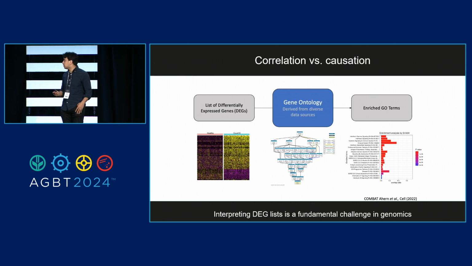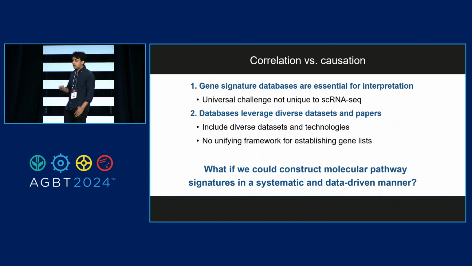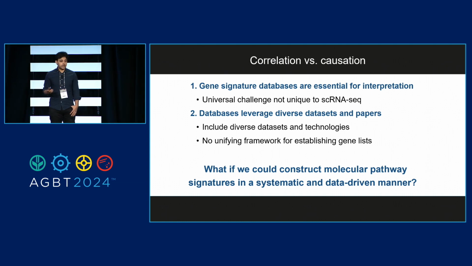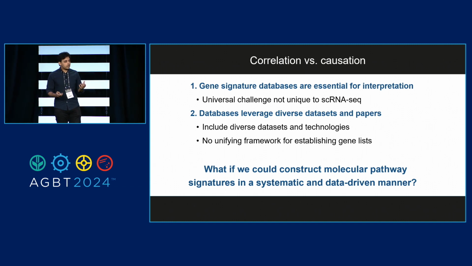These are incredibly valuable resources. They're things that we use every day, that your labs use every day, not just for single cell, but for spatial and bulk technologies as well. These databases are valuable, but they're cobbled together from lots of different technologies and lots of different papers. There's domain expertise, but there's not necessarily a unifying framework for creating them. What we've been interested in is to ask, what if we could construct molecular pathway signatures in a systematic and data-driven manner? What if we could find a new way to generate these dictionaries at higher sensitivity and a higher degree of resolution?